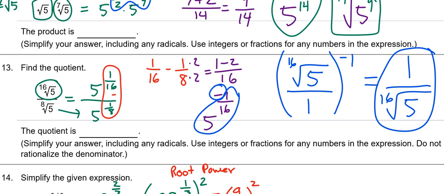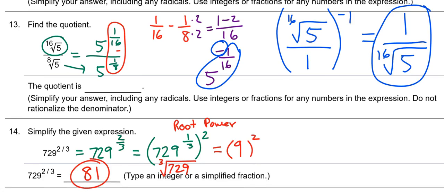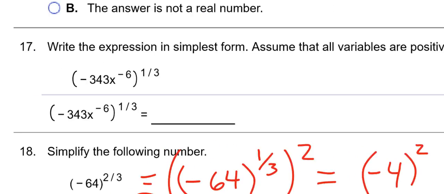Okay. You guys have those notes written down? Okay, because we're moving on. Okay, jump down to 17.